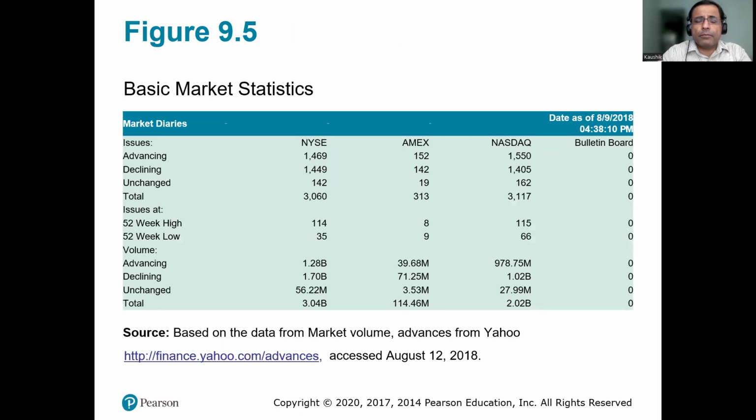So these are some statistics about the breadth of the market. On a particular day, let's say on the New York Stock Exchange, how many stocks advanced and how many stocks declined. That gives us an idea about what would be the future direction of the market, whether the stock market will increase or whether it will decrease.